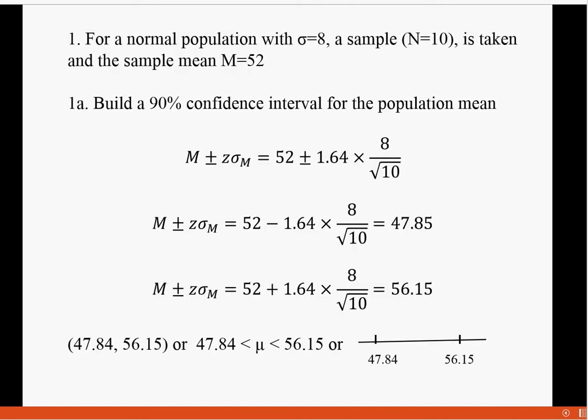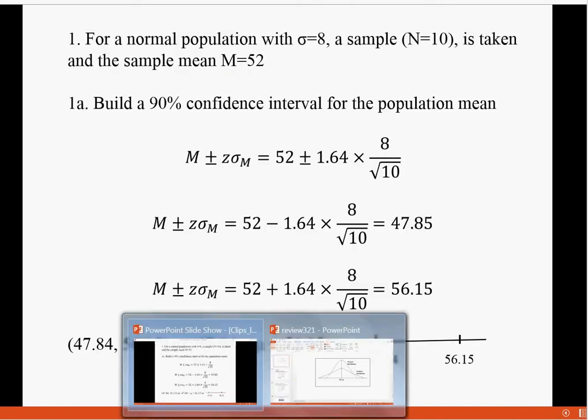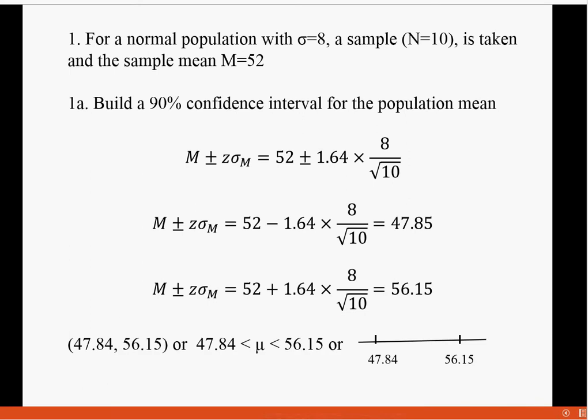Question number 1. For a normal population with population standard deviation 8, a sample of size 10 is taken, and the sample mean is 52. Okay, sample size is 10 and sample mean is 52.